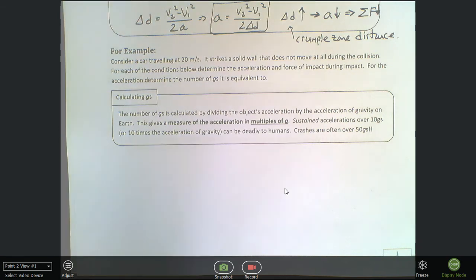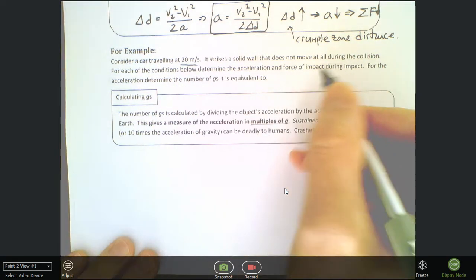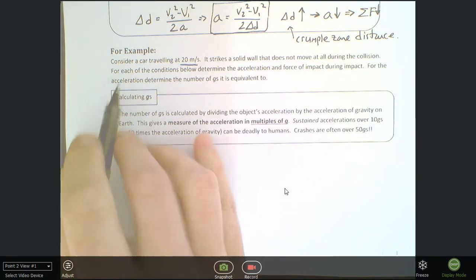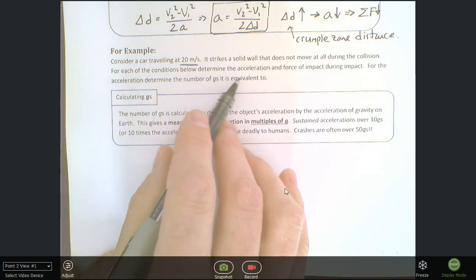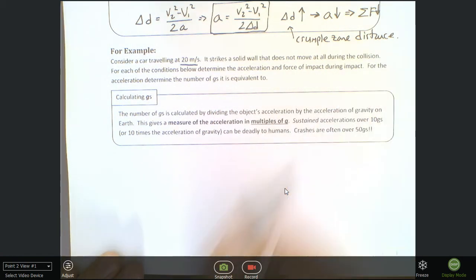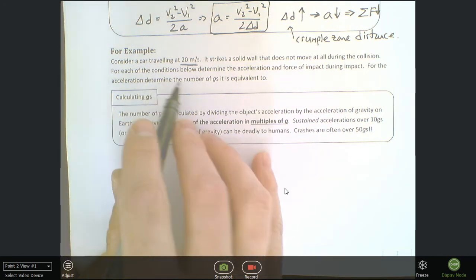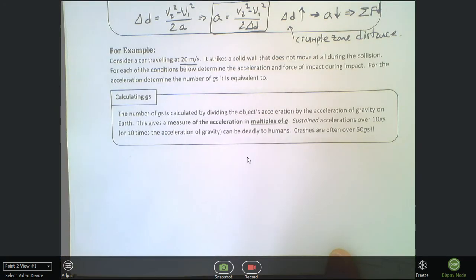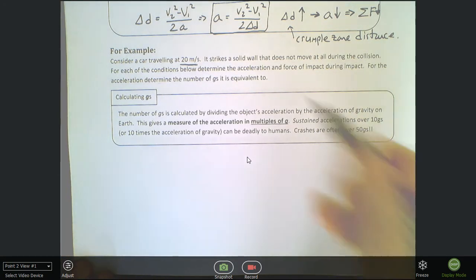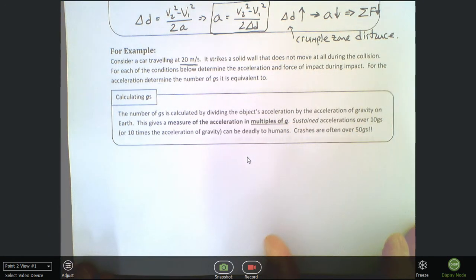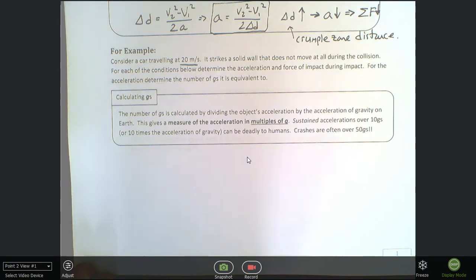All right, let's say there's a car traveling at 20 meters per second and lands into a solid wall that does not move at all during the collision. Not a good idea, not a good thing. For the conditions below, determine the acceleration and the force of impact for this. The conditions are going to be on the next page. But what we're going to talk about first is, it's going to crumple over a small distance and crumple over a big distance. I think I'll leave this for the next video tutorial.